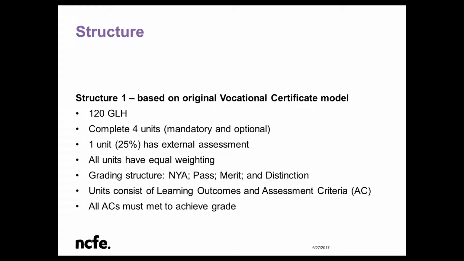Each unit is graded using a structure of not yet achieved, pass, merit and distinction. Now, due to the synoptic nature of the vCerts, the knowledge, understanding and skills developed are equally important throughout each unit, and as a result of that, all units are given equal weighting. Each unit consists of assessment criteria, and learners must provide evidence against every assessment criteria to demonstrate their knowledge and understanding. All assessment criteria have grading descriptors, which provide an outline of what a pass, merit or distinction will look like for each assessment criteria.